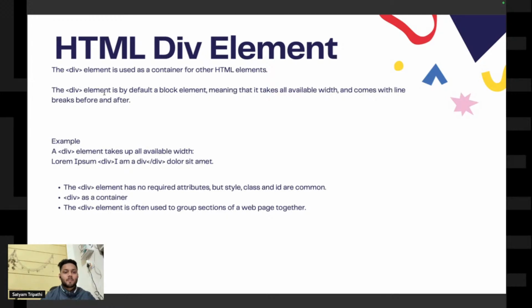A div element is by default a block element, meaning that it takes all the available width and comes with line breaks before and after. What does this mean?